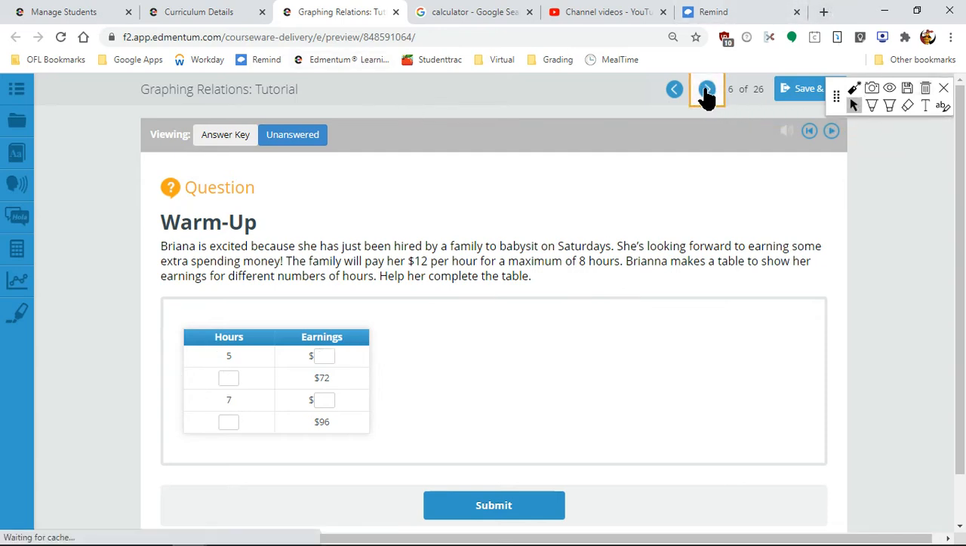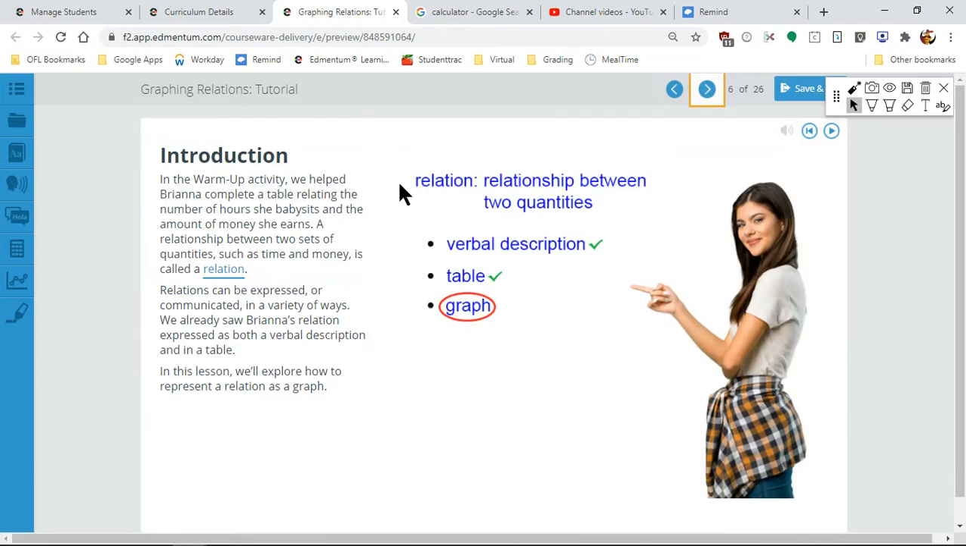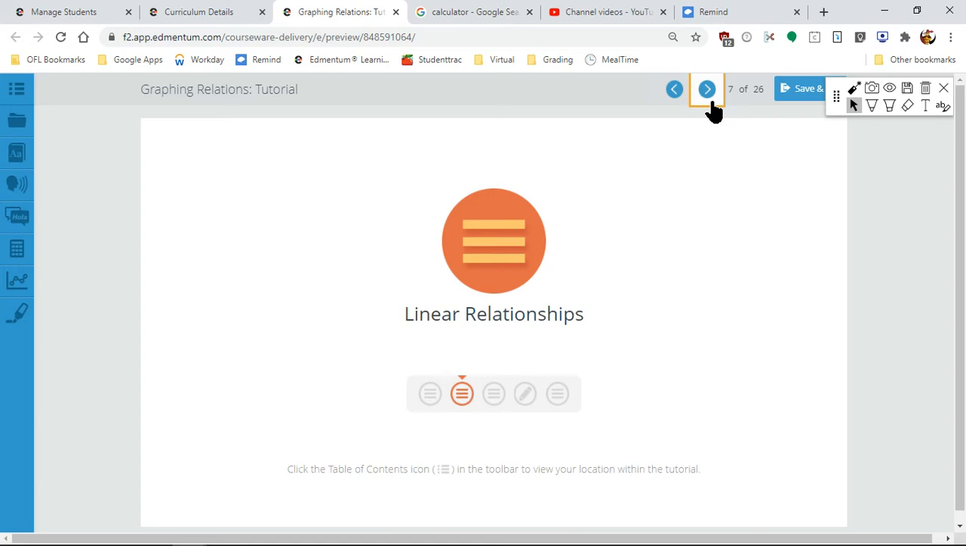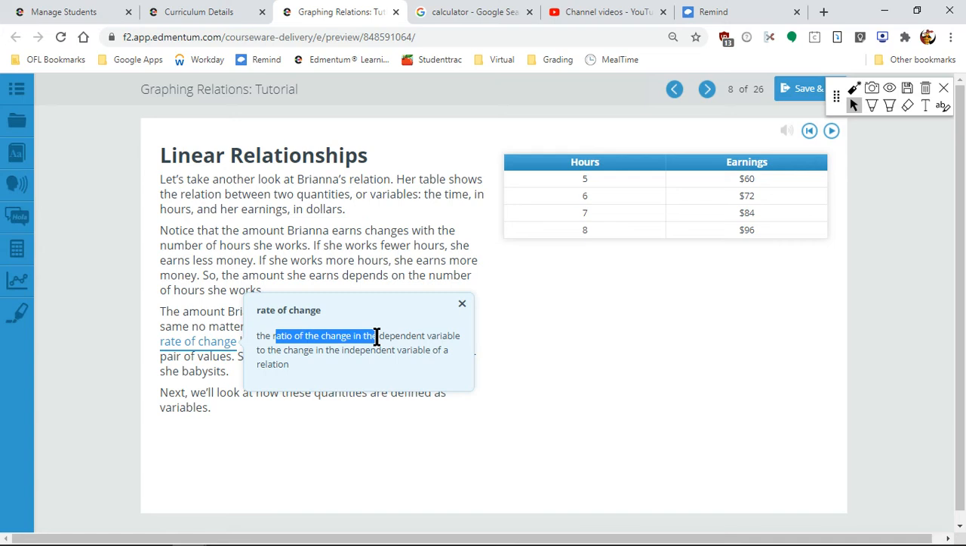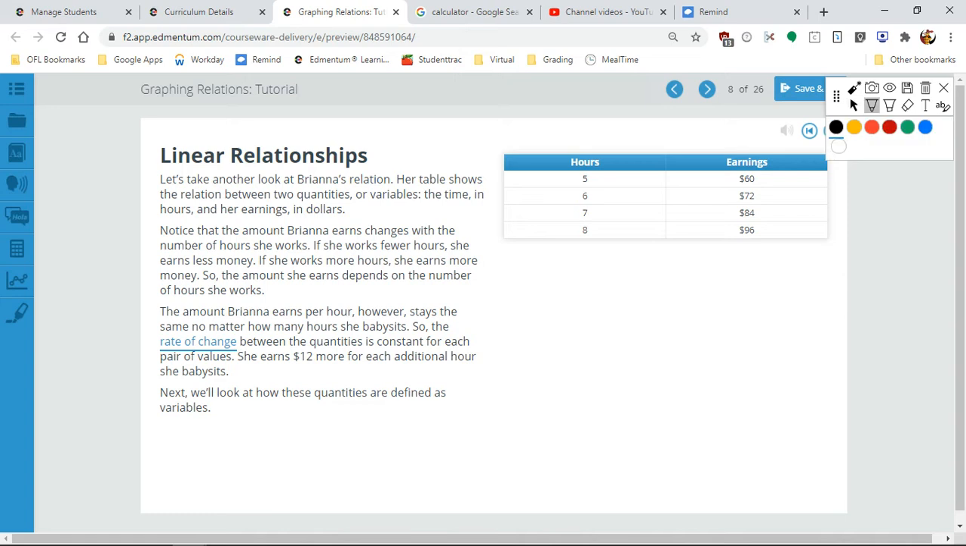And we'll see how to represent this in a graph. We've already described how to say it in words, and we've already shown the table. Now we're going to show how to graph it. So with linear representations, as I mentioned before, there's this idea of rate of change. If you look here at the definition, it says ratio. That ratio is our rise over run, in this case 12 for every 1, so $12 for every 1 hour. That's the relationship here.